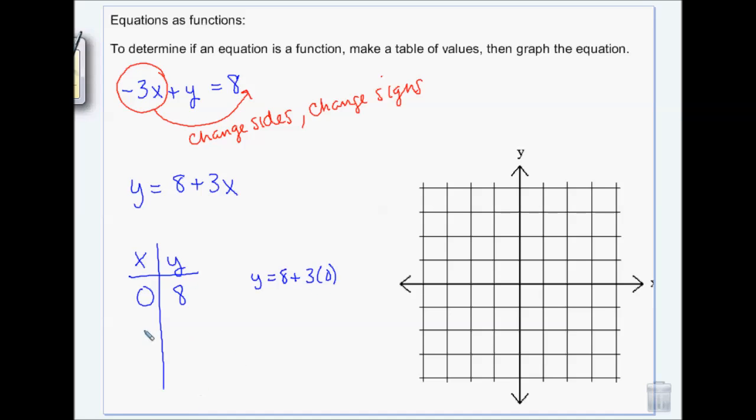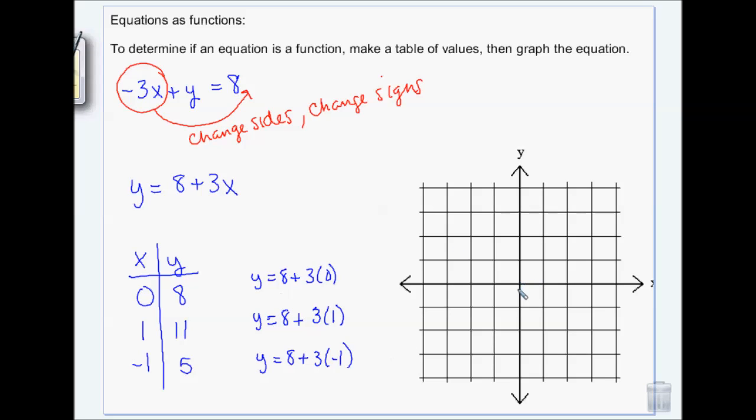If I plug in a 1, I get y equals 8 plus 3 times 1. So that's y equals 8 plus 3, so that's 11. It's kind of big. I don't want to graph that high, so I'm going to throw in a negative number. Negative 1. So I get 8 minus 3, which is 5. You only need 2 numbers to graph a straight line, 2 pairs.